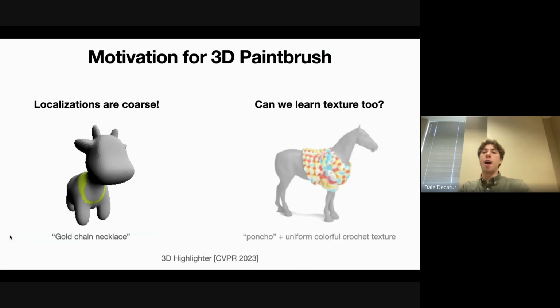Another thing is that we want to be able to learn our texture as well. When we were showing local editing applications with 3D highlighter, we were starting with some global uniform existing texture and then just masking it with our localization region. That's great, but if we want any kind of local edit that doesn't involve a uniform texture, that falls apart because there's no way to ensure that the texture really matches up with the localization region. So we want to be able to learn our texture too.